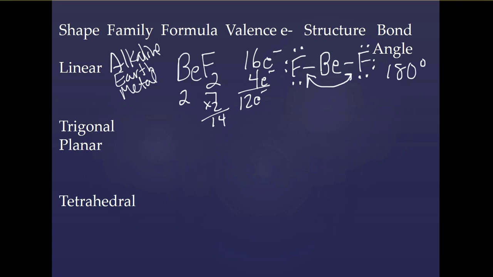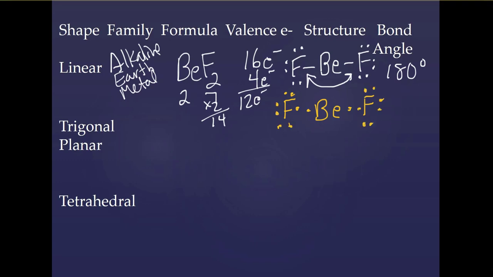So for this one, we're going to start off with our beryllium. Beryllium has 2 valence electrons. And remember, when we bond, we can move things around so that they're across from each other like this. And then I'm going to draw each of my fluorines. The fluorines have 7 valence electrons.